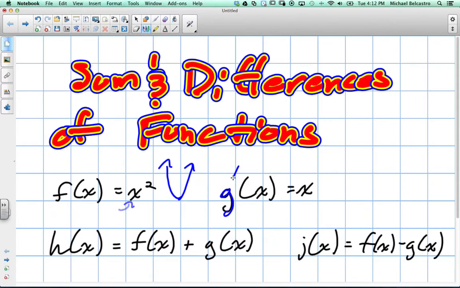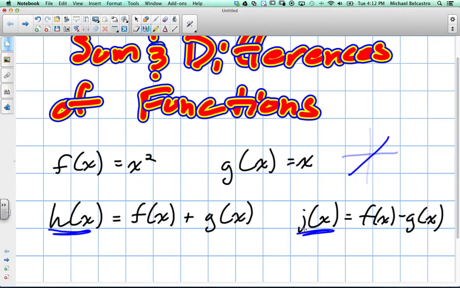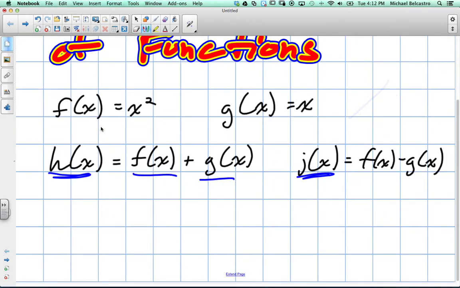G at x, g still standing for a different type of function involved with the variable x, is equal to x, which is a linear relationship. This is technically the power of 1, and it's got a slope of 1 that pretty much crosses at the origin. That wasn't drawn properly. So they've decided to develop two different functions here, h at x and j at x. And essentially what they are is the sum of the two above functions and the difference of the two above functions.